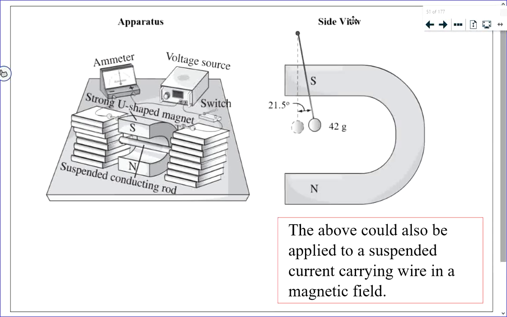So you're told maybe the angle of deflection of that wire, and all you're seeing in the diagram on the side view is the end of that wire, the end of that solid conducting material. Maybe you're told that it's deflected at 21.5 degrees, and you're told the mass is 42 grams. What can you determine from that? Well, you can determine the magnetic force, because what we've got are three forces acting on this conductor.